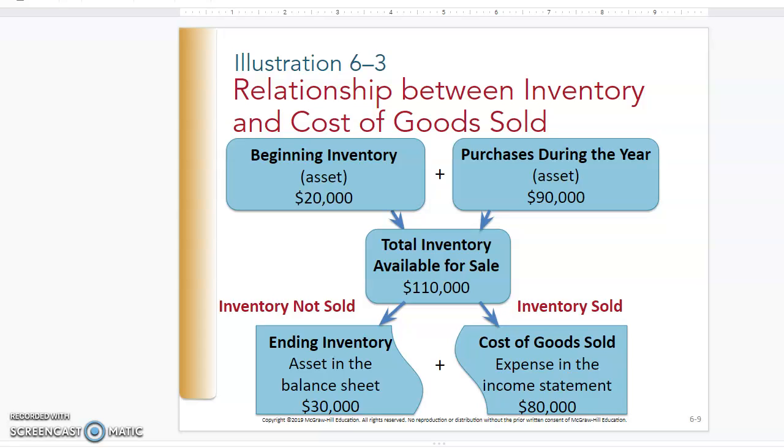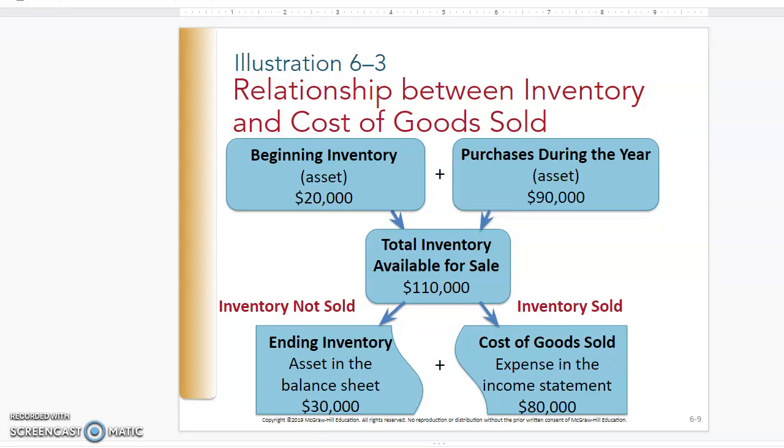Hello, today we're going to talk about inventory and cost of goods sold and the multi-step income statement for merchandisers. A little background: a merchandiser is a company that buys products to resell. Wholesalers are merchandisers. They purchase directly from a manufacturer and then the wholesalers sell on to other retailers.